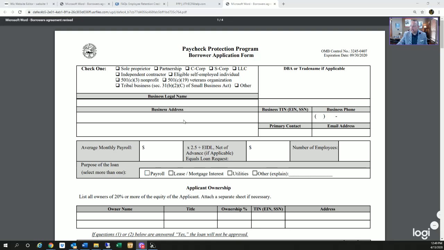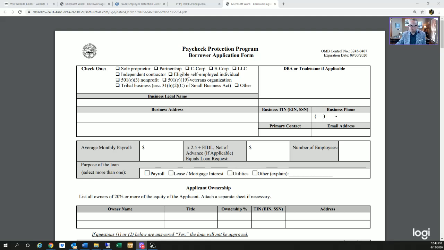Hey, let's do a step-by-step through the PPP app, okay? So I've got it up here for us, and it's pretty straightforward, really. The thing to know is that a lot of individuals get caught right up on that first one. It's somewhat of a formality. If the bank needs to change it, they will.